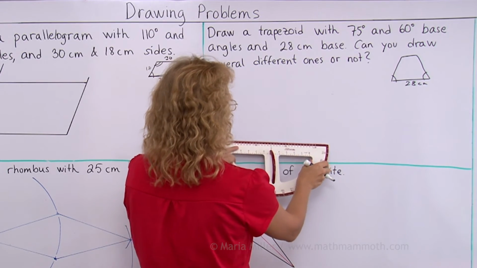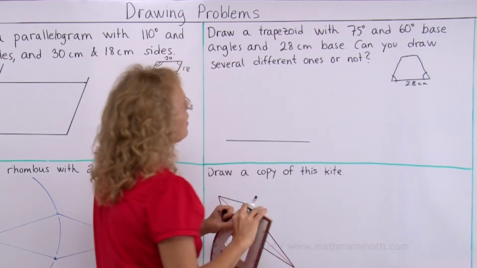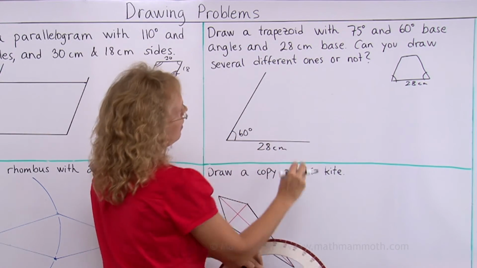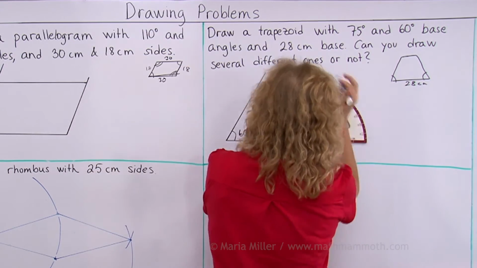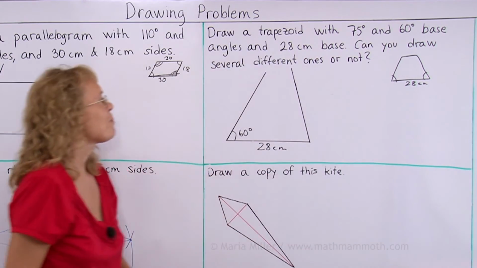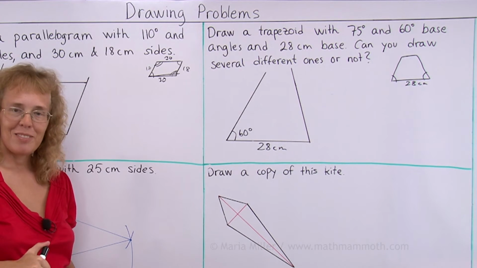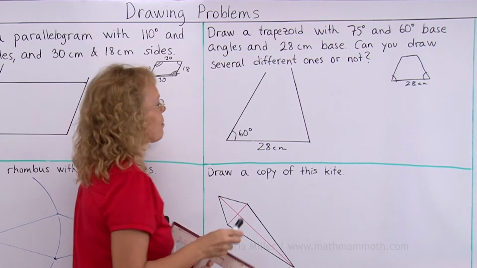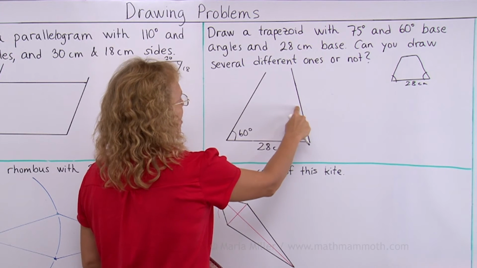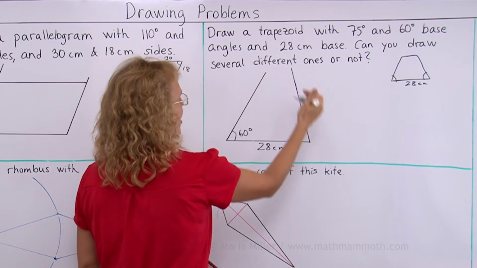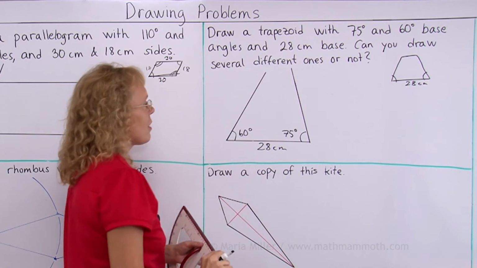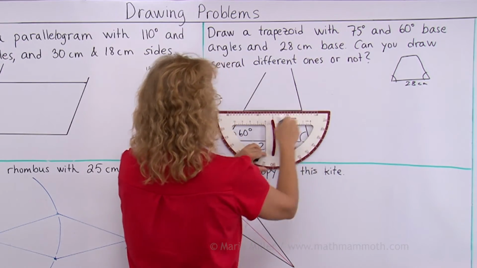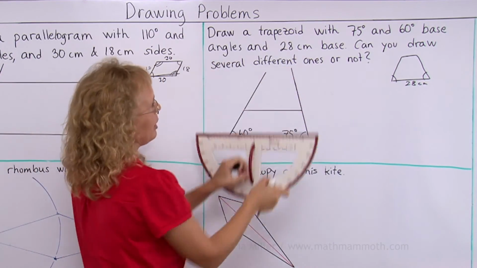Put the 28 centimeters here on the bottom. And then a 60 degree angle and then the 75-degree angle. Okay. So can I draw just one or several different? Again, the answer is that I could draw several different ones, because I could put the fourth side here, or here, or here, or here, or here. Just as long as it is parallel to this one, okay? So for example, here would be a trapezoid, but I could draw many different ones.